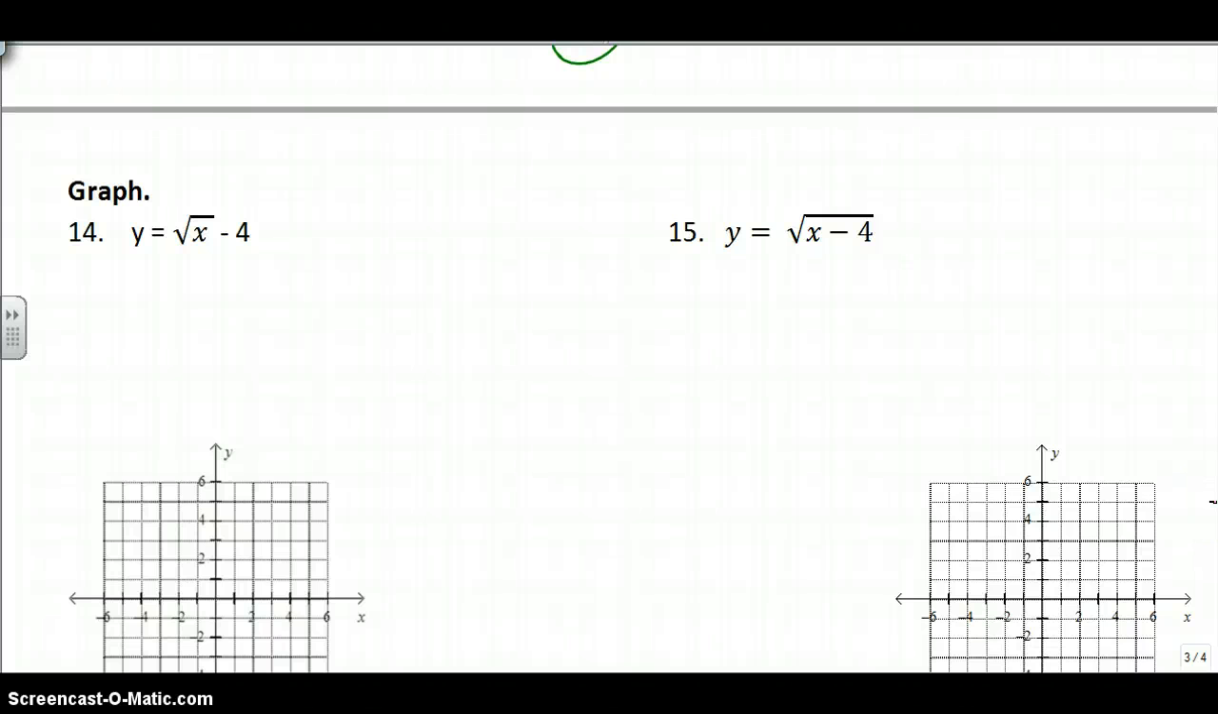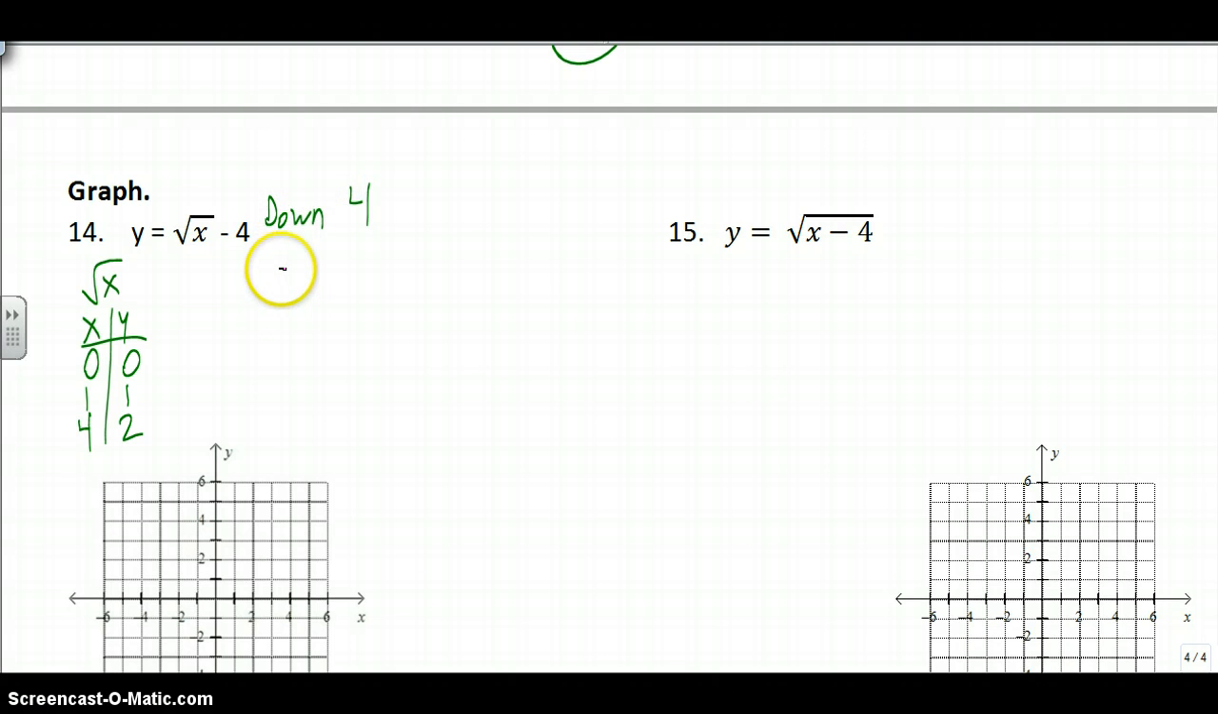Graph y equals the square root of x minus 4. Okay, so let's start with the most basic t-chart, square root of x. Okay, by now you should know this, 0, 1, 4 and 0, 1, 2. Okay, but we're moving it minus 4. This is down 4. Okay, does moving down change the x or the y coordinate? It changes the y coordinate. So now I'm going to subtract 4 from all my y coordinates. So the x coordinates stay the same, but all my y coordinates go down by 4.